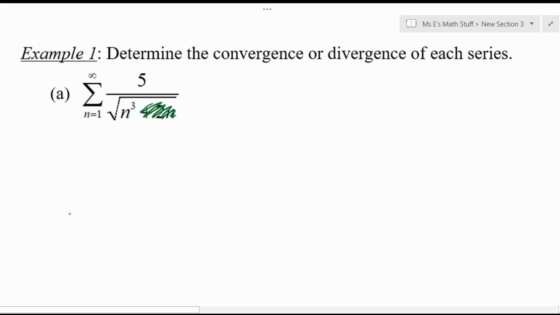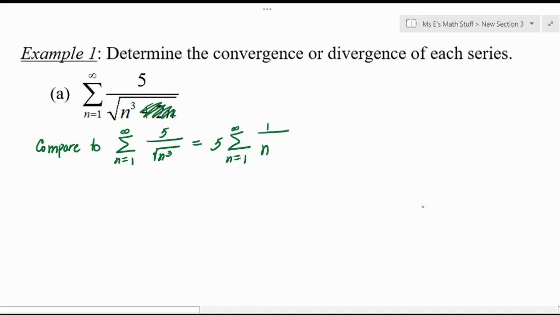So let's see what would happen if I compared it to the sum as n goes from 1 to infinity of 5 over the square root of n cubed, which simplifies to be 5 times the sum as n goes from 1 to infinity of 1 over n to the 3 halves. And so let's think about this part. Your p-value would be 1.5, and so it's on the right side of 1 to converge.